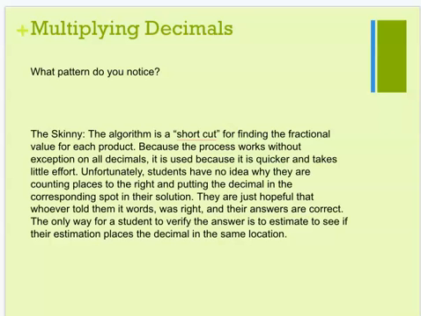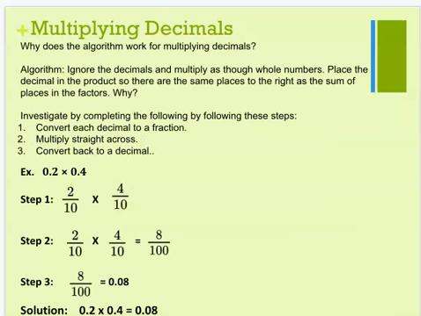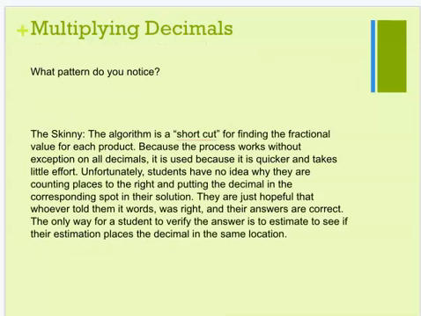Unfortunately, if you show that to students first, students have no idea why they're counting places to the right and putting the decimal point in the corresponding spot in their solution. They just hope that whoever told them it works, which was you as the teacher, was right and their answers are correct. The only way for a student to verify the answer is to estimate to see if their estimation places the decimal in the same location. So make sure you make sense of why we need to understand how the algorithm works.